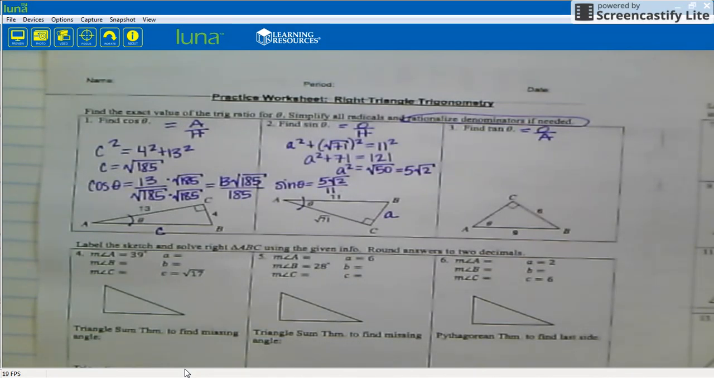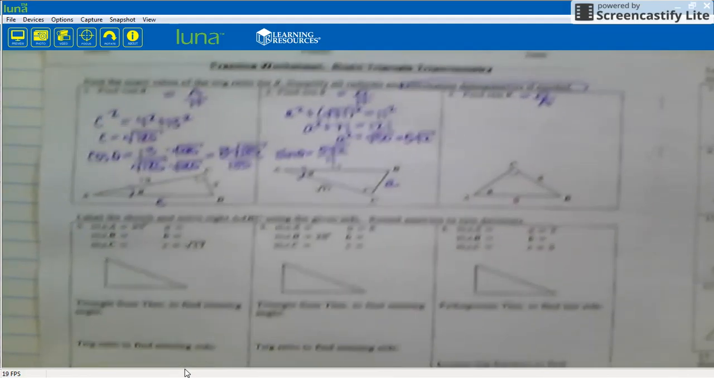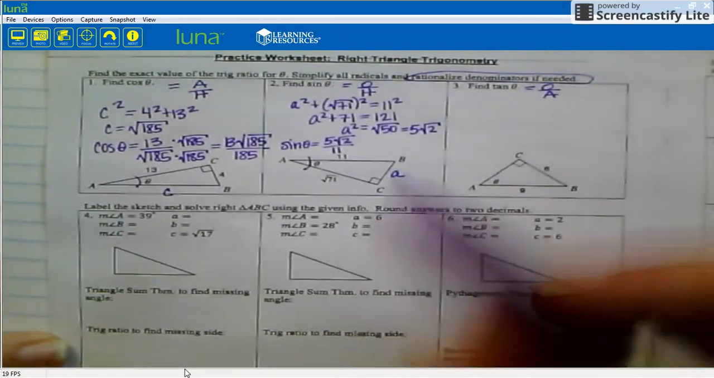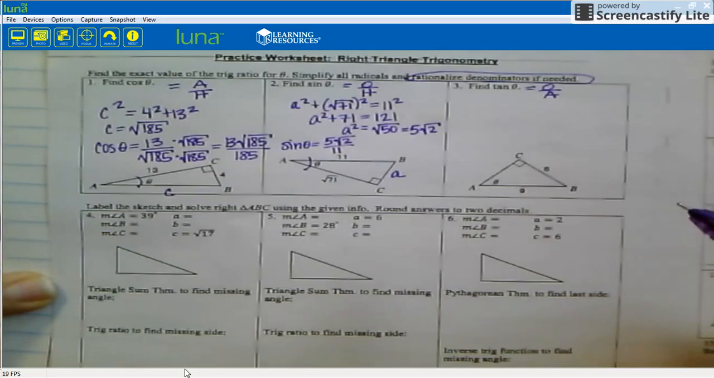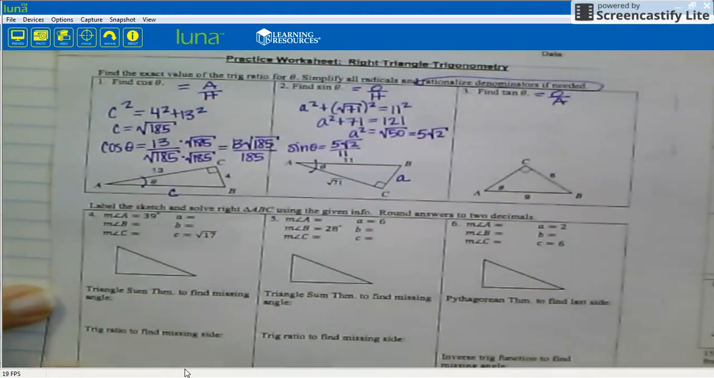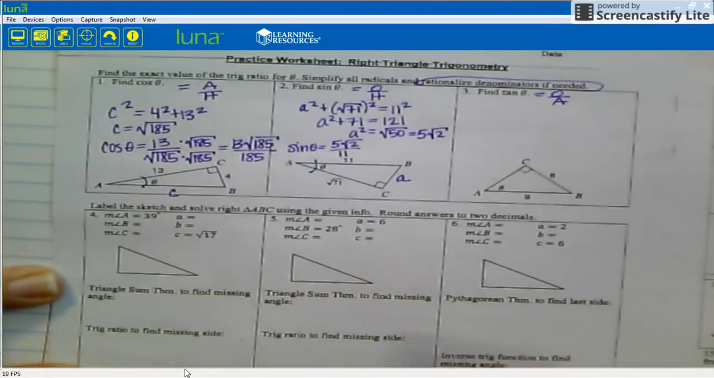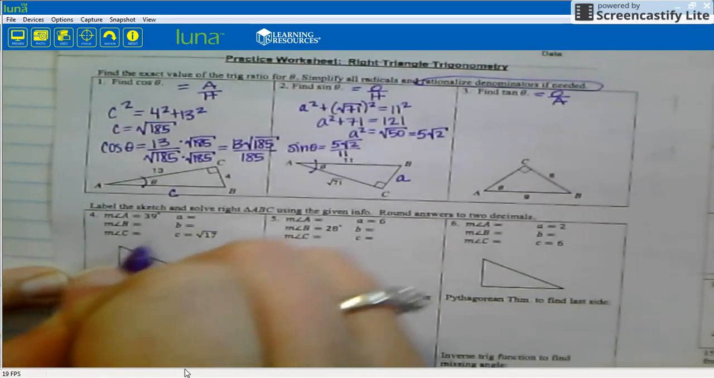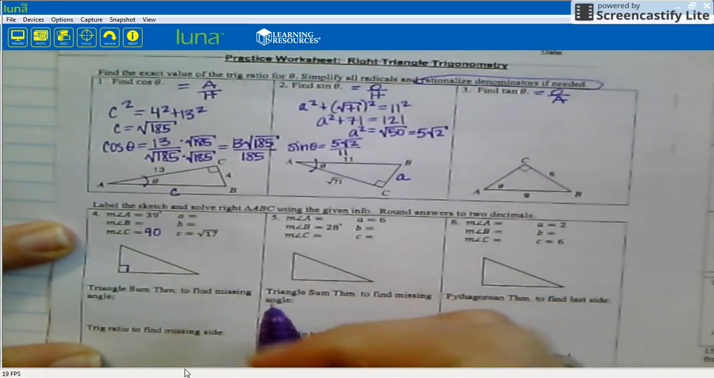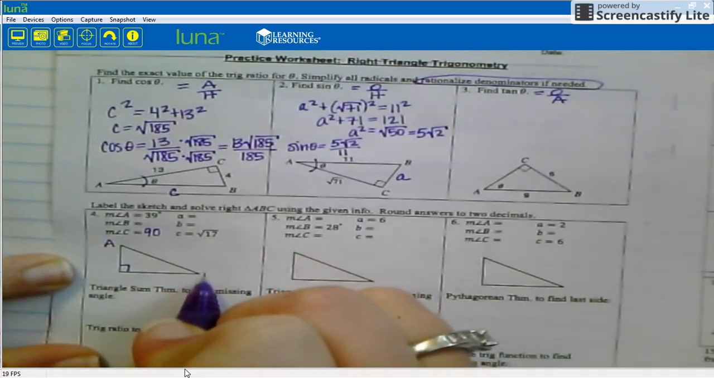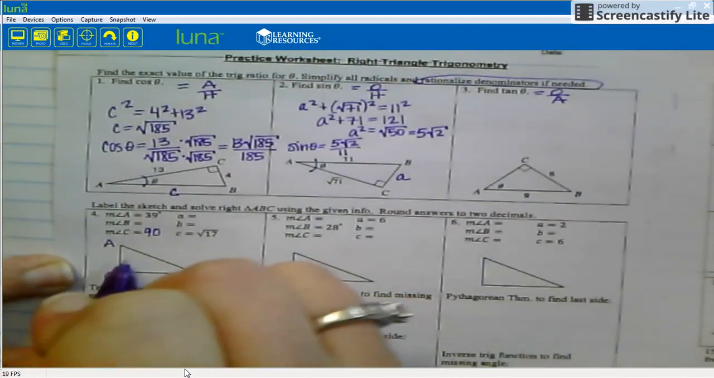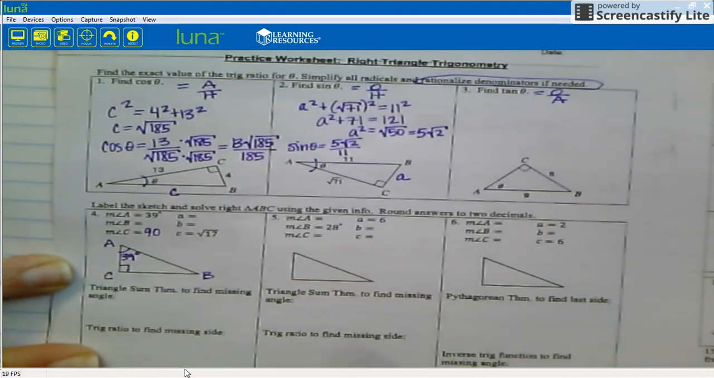So when you solve a right triangle, you have to find all of the missing parts. So they tell us that the measure of angle A is 39. So when we label our triangle, if we always make C our right angle, then the measure of angle C is 90. So I have A, B, C, and this is going to be 39 degrees. And if angle A is 39 degrees, it even gives you the hint, use the triangle sum theorem to find the missing angle.